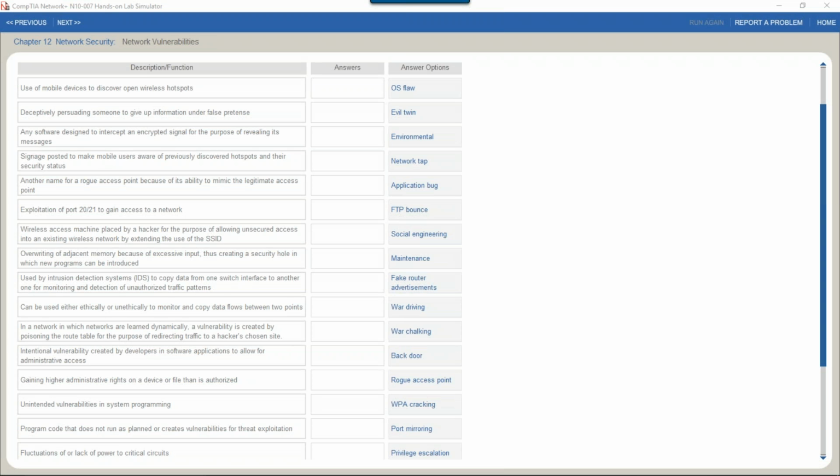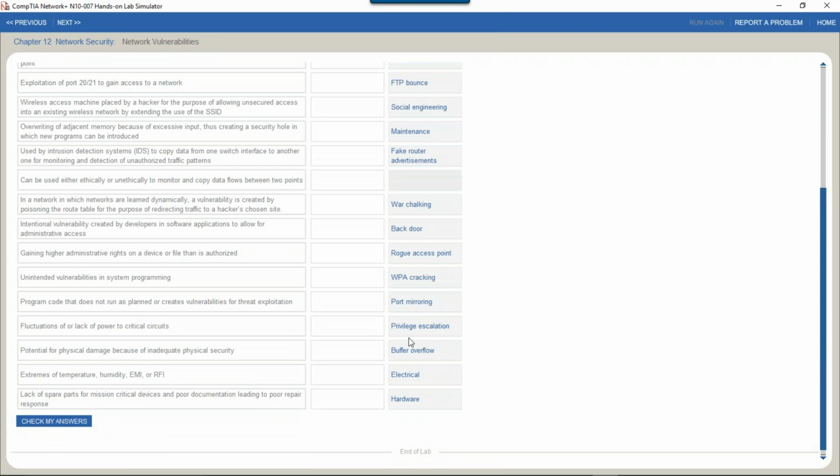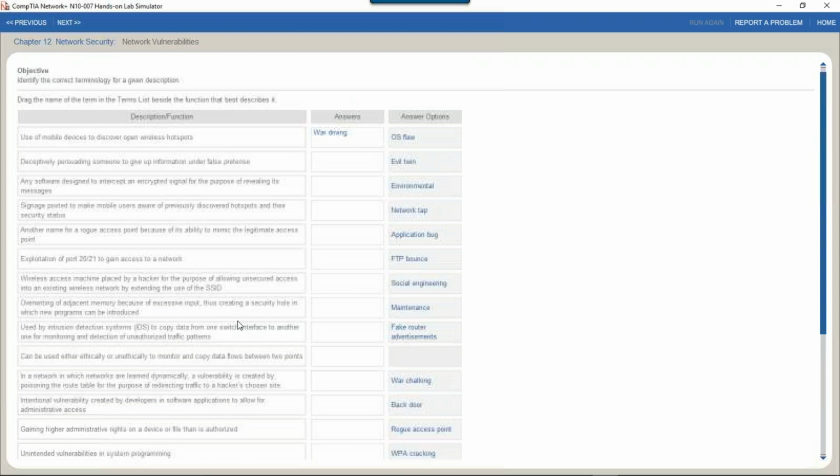I don't know. Does anyone else have any thoughts? I don't see anything else, so we'll go with war driving for now, and if we see something else, then we'll switch it up. Before we check the answers, we'll double check and look for anything that we want to change. So. Okay, number 2, deceptively persuading someone to give up information under false pretense.